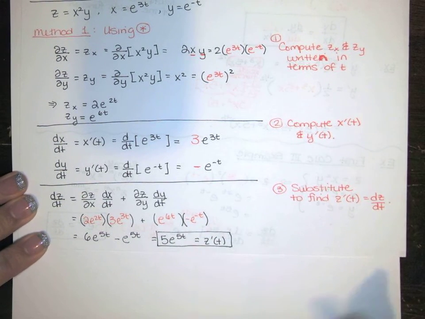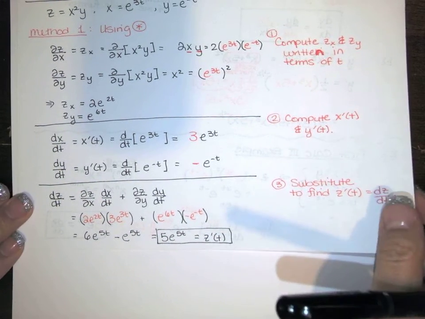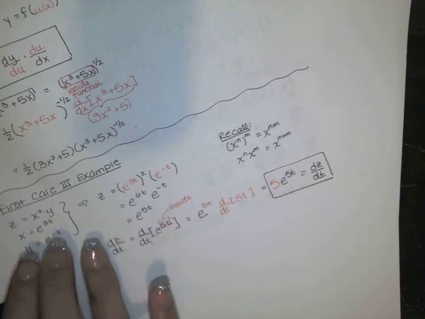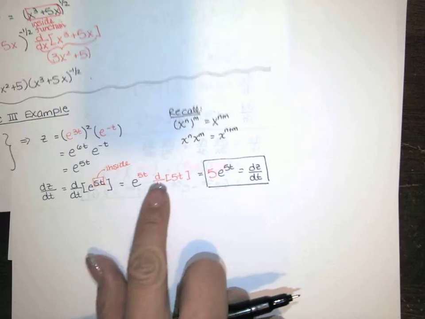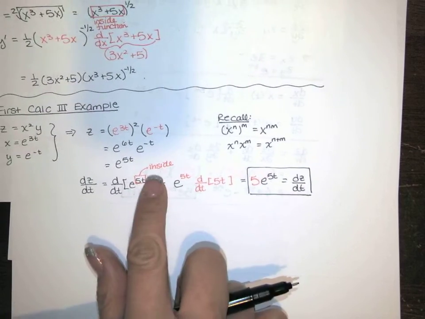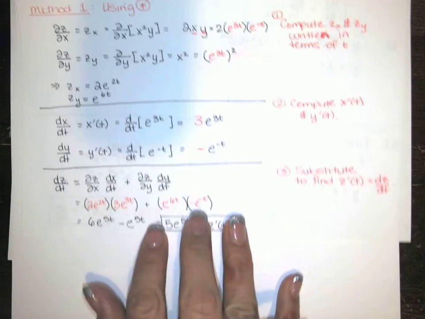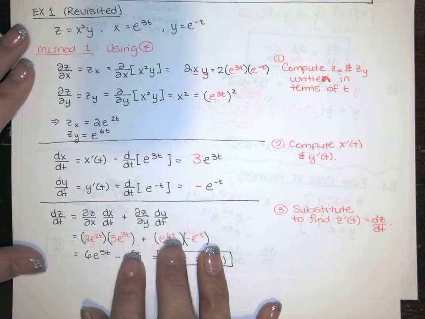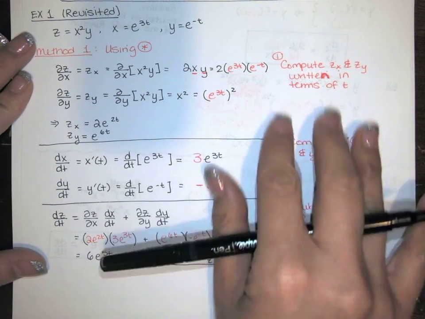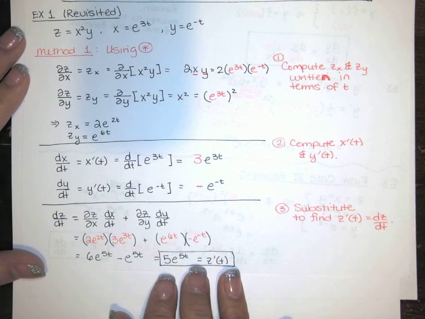I know that was long and involved, but isn't it the same answer that we got when we substituted earlier? Yes, it is. We had a 5e to the 5t using the ordinary chain rule after a substitution. I know this is much faster, but we want to make sure that we understand the chain rule and how it works when we use this method. Okay, so that's one way of doing it.